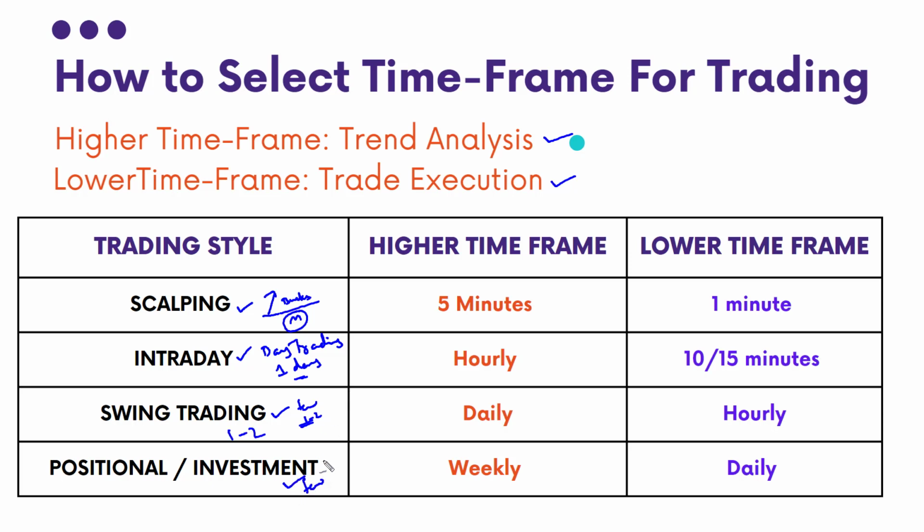Okay, a few months or a few years. So I hope you understood all the trading styles here. If not, you can rewatch this video, and let me also clearly explain the higher time frames now. Higher time frame, as I said, we do trend analysis, and in the lower time frame we take the trade. So for scalping, 5 minutes is the higher time frame and 1 minute is the lower time frame, which means we do the trend analysis in 5 minutes and we take the trade in 1 minute.